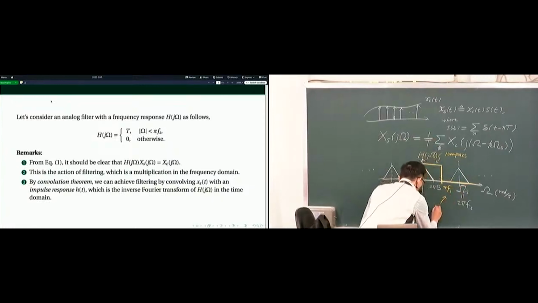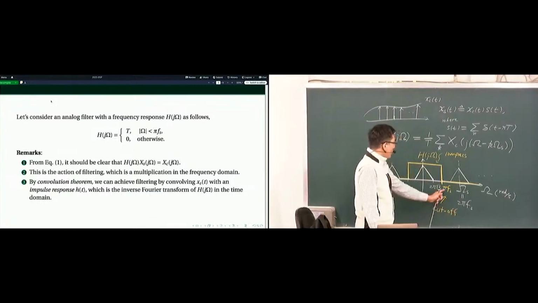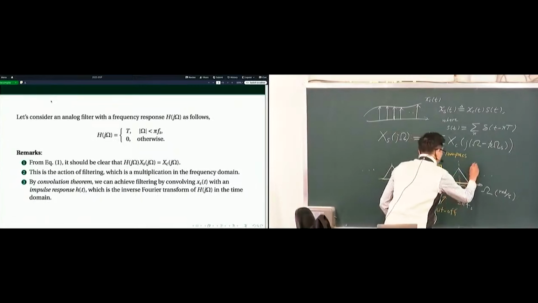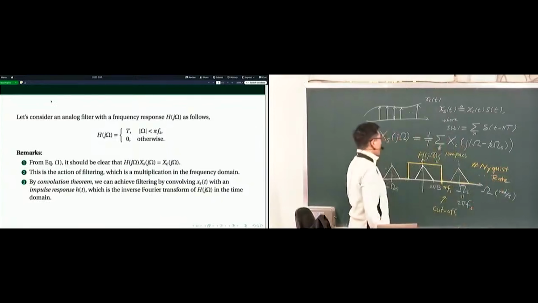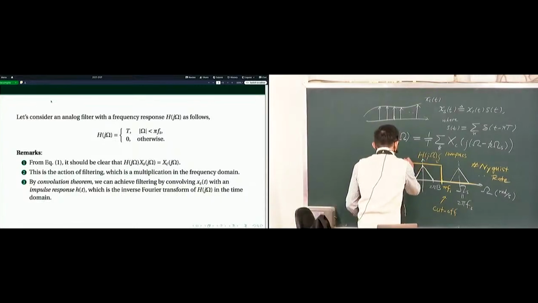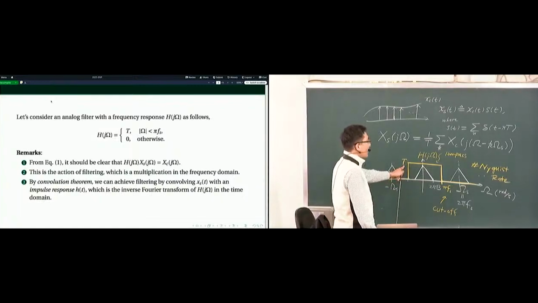We define an ideal low-pass filter with a cutoff. The cutoff frequency in radian per second is pi times the sampling frequency. That also corresponds to the Nyquist rate. Sometimes we call half the sampling rate Nyquist, or the Nyquist rate in radian per second. With this definition, we recommend the gain to be exactly T, T being the sampling period.